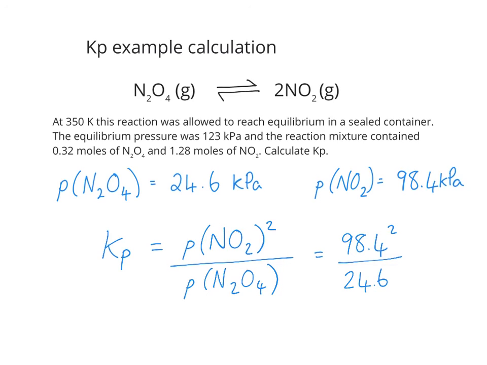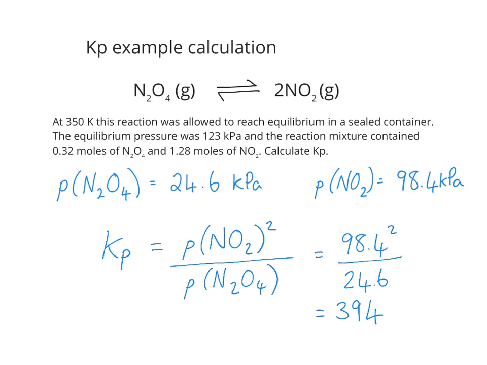So I put those numbers in and I get a final answer for my Kp of 393.6, and I round it up to 394 because everything else was in 2 or 3 significant figures, so I don't need to be any more accurate than that.